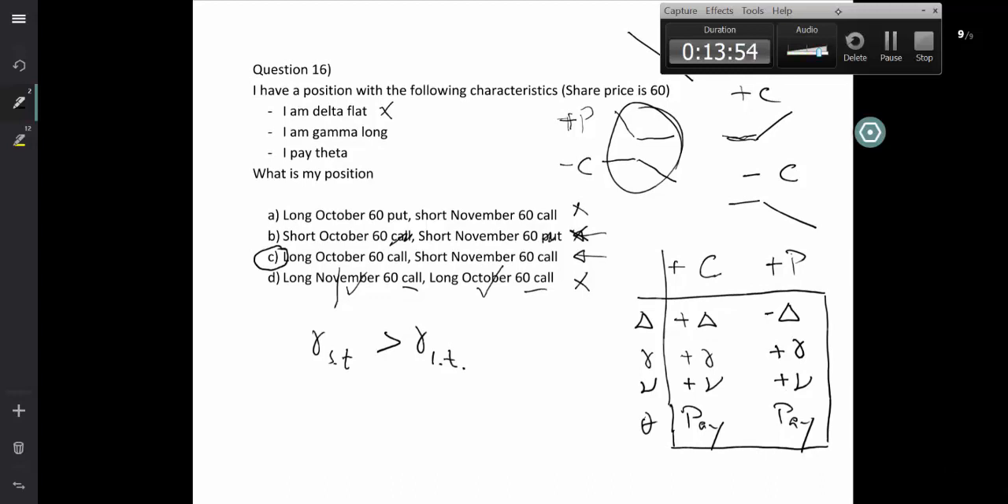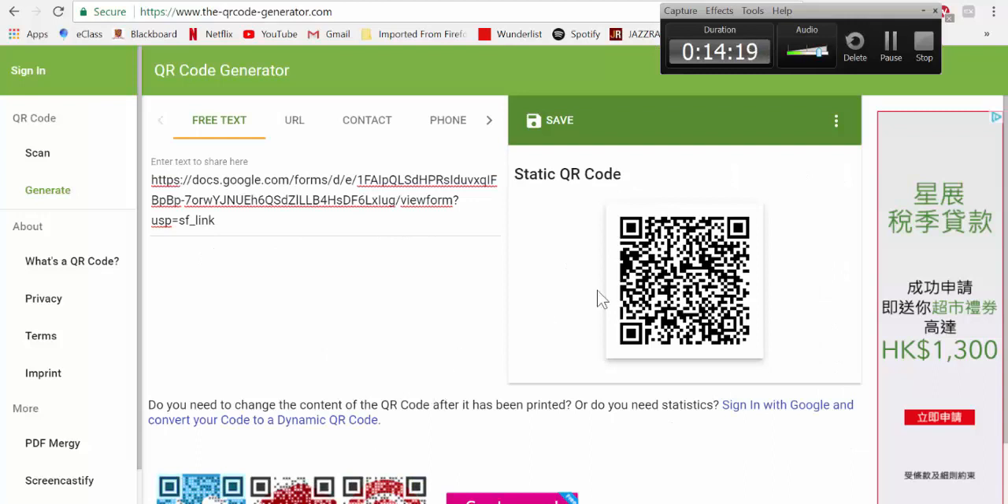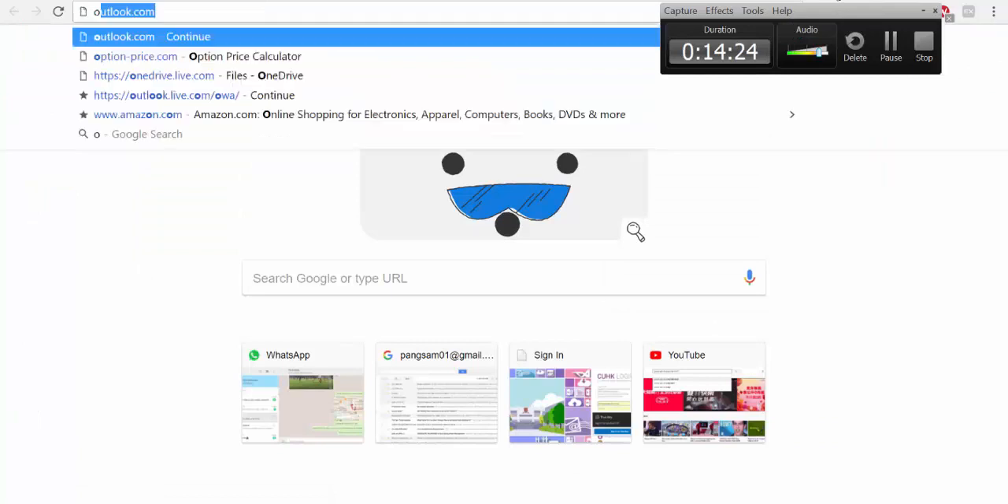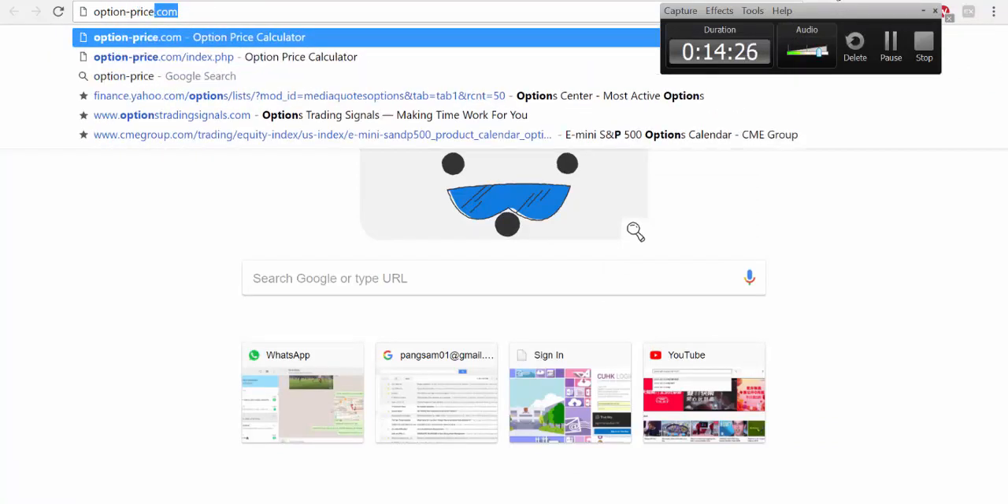And you do pay theta. And you pay theta because you are long a call, which is shorter term, and you are short a call, which is longer term. Now, just as a very quick recap, I'm going to call up our old friend, optionprice.com.